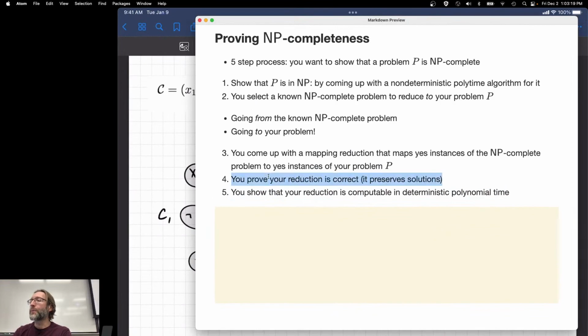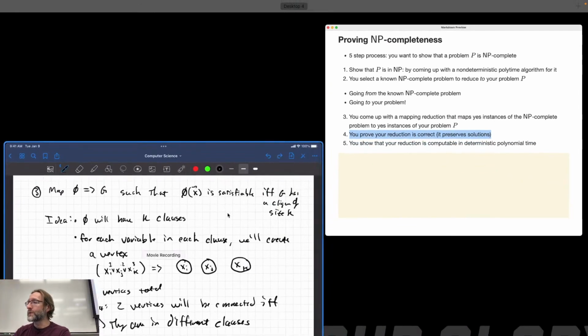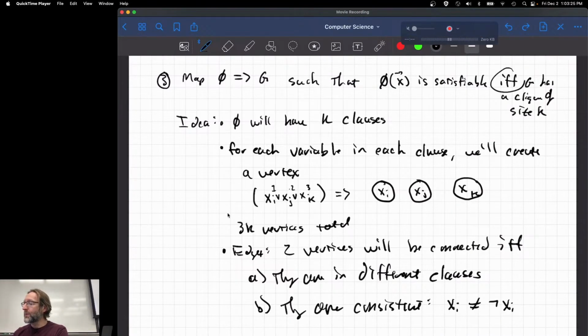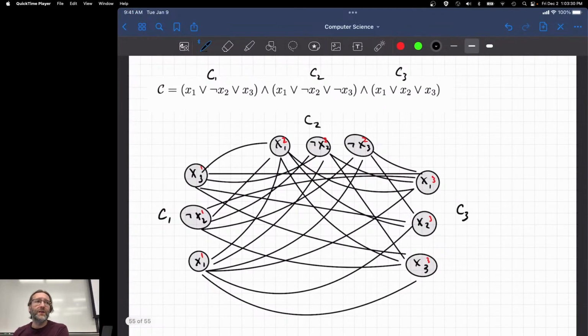Step 4, you've got to prove that it's correct. That is, that it preserves these solutions, right? You've got to prove this statement right here, the if and only if. Right? So that's actually just by construction. It's pretty straightforward here. Instead of going through the full proof for time, let's go through and find a satisfying assignment to this. So first of all, ignore everything down here. Right? Give me a satisfying assignment for this thing right here: x1, x2, and x3.